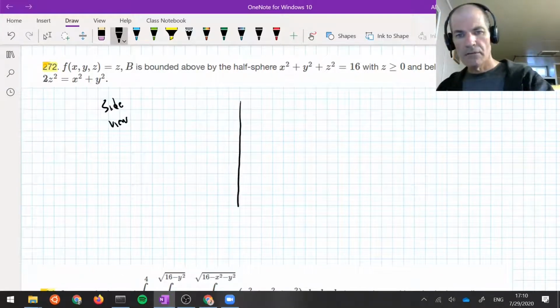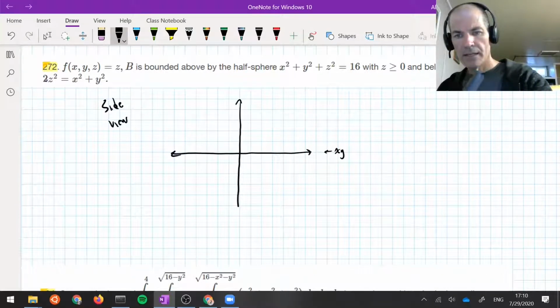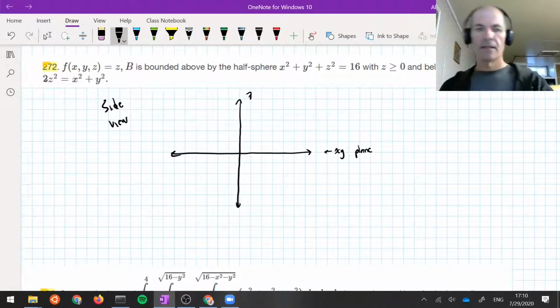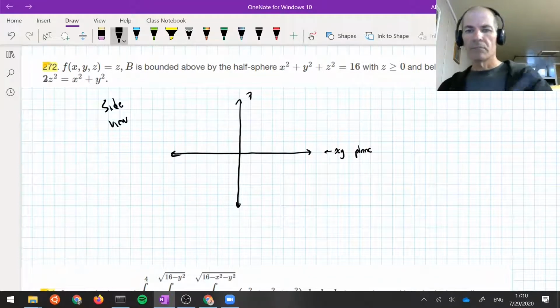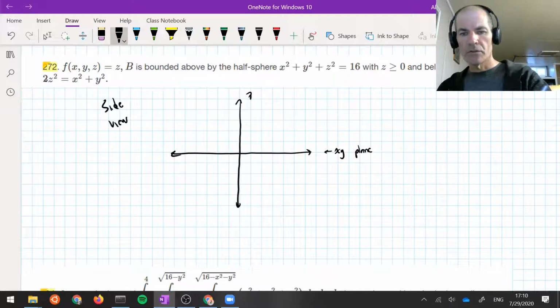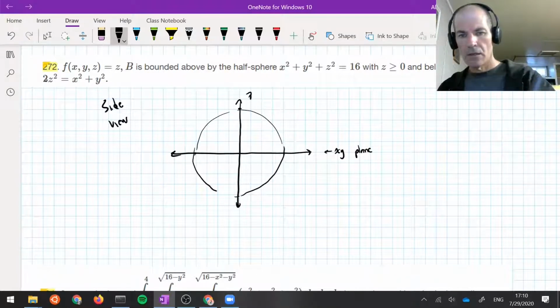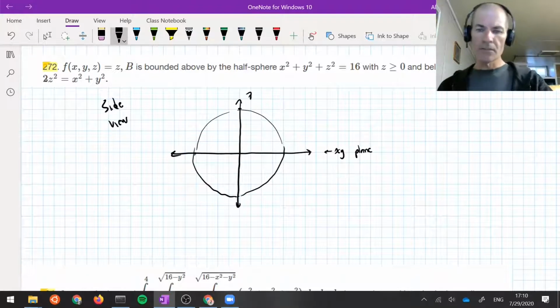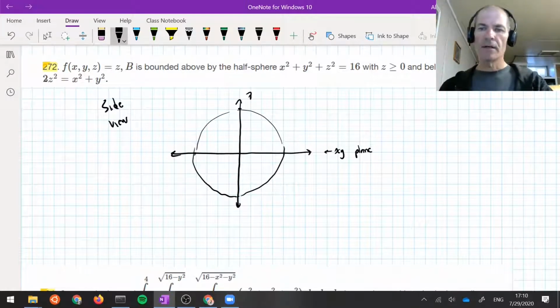And our side view again is going to be the xy plane, and this is the z axis. All right, so if we were to look at this thing in the xy plane, this is a sphere of radius 4. 1, 2, 3, 4, and we can sketch that in like that. That's what this sphere looks like from the side.